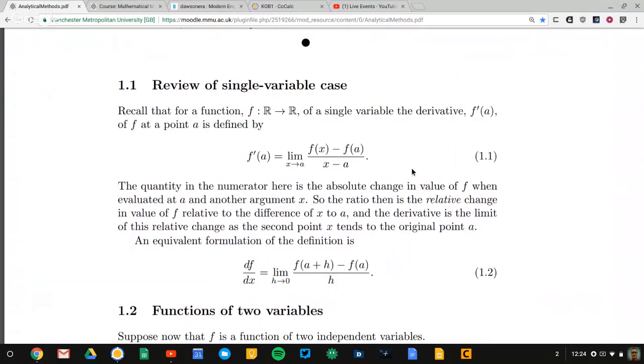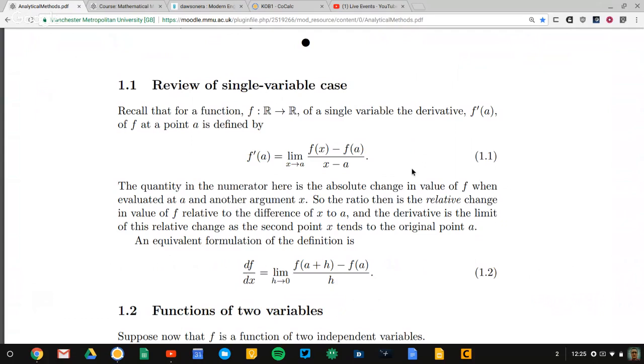So we had the notion of the derivative of a function of a single variable. The definition of that is here in equation 1.1. We have this notation f prime of a, which you'd read as the derivative of f at a, the derivative of f evaluated at a. This was defined as the limit as x tends to a of (f(x) - f(a)) / (x - a).